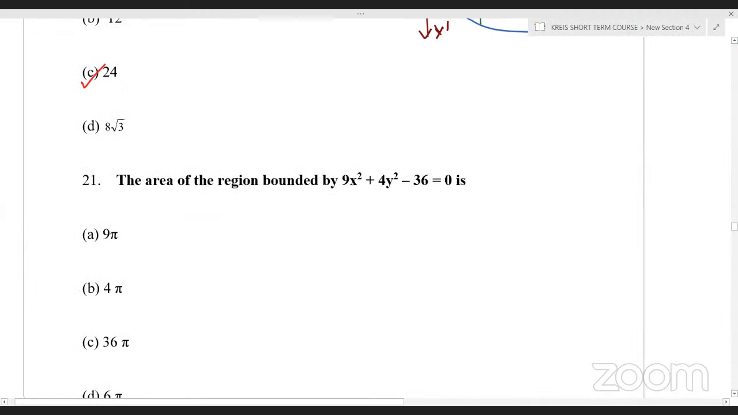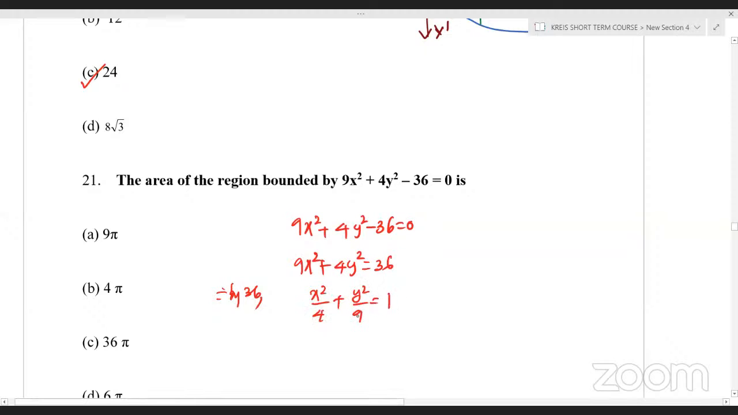Next question. Area of the region bounded by 9x square plus 4y squared minus 36 is equal to 0. Here the x square coefficient and y square coefficient are different, so it is not going to be a circle. Since there are x square and y square terms, it will give you an ellipse. So now this will be 9x square plus 4y squared is equal to 36. I will divide by 36. It will be x square divided by 4 plus y square divided by 9 is equal to 1.